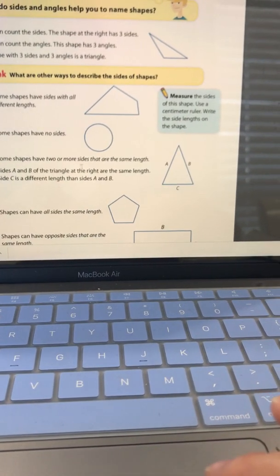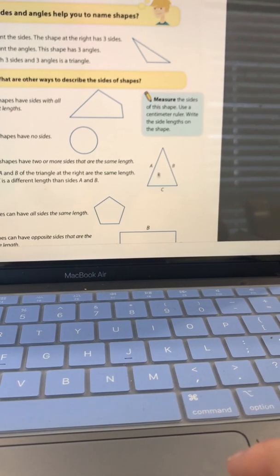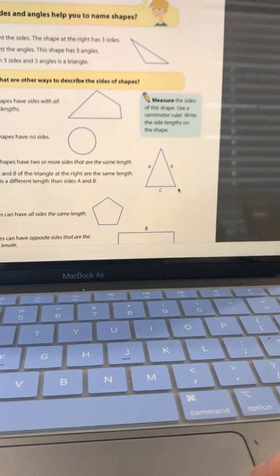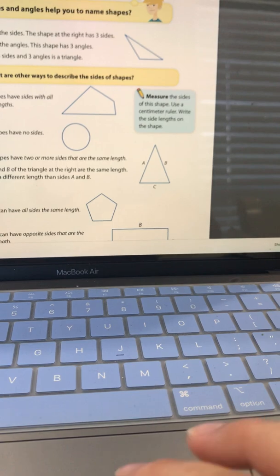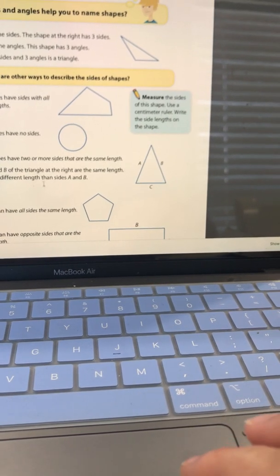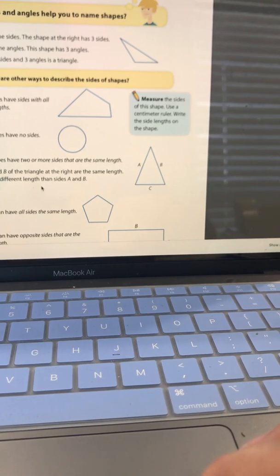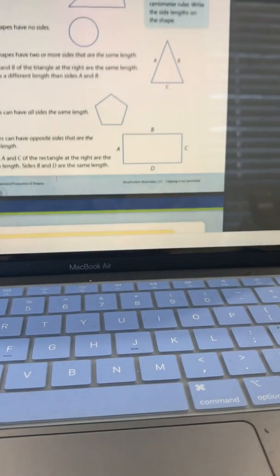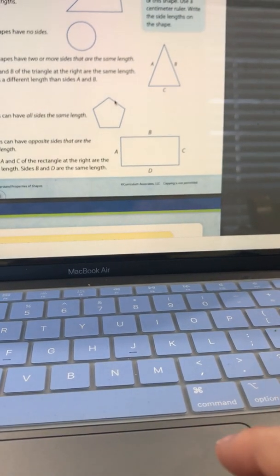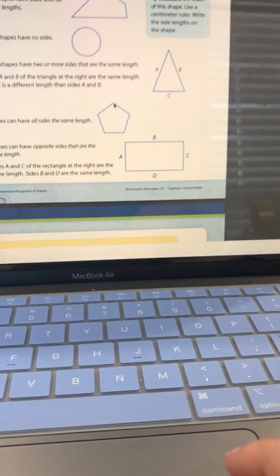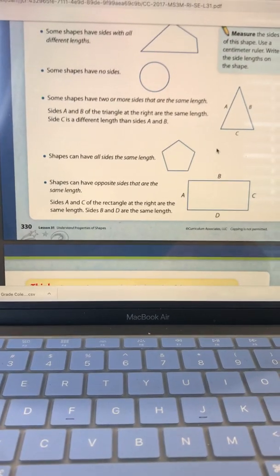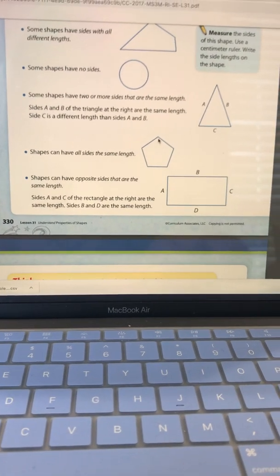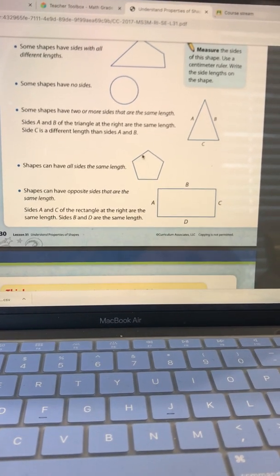Some shapes have 2 or more sides that are the same length. Do you see that A and B are exactly the same length, but C is not? Sides A and B of the triangle at the right are the same length. Side C is a different length than sides A and B. Shapes can have all sides the same length. What shape is this? Let's count. 1, 2, 3, 4, 5. Anybody remember what a 5-sided shape is called? It's a pentagon. And you'll notice every side of this pentagon is exactly the same length.